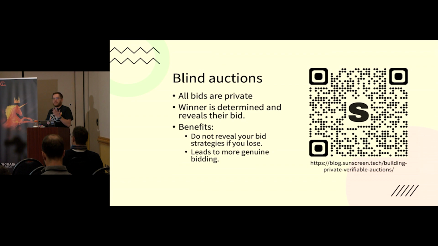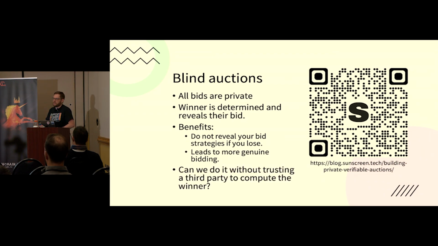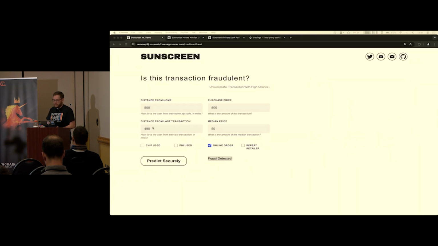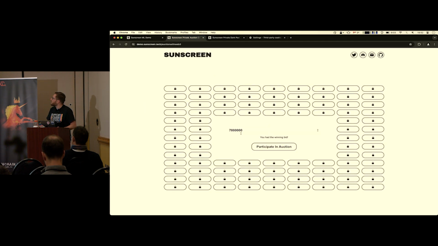Instead of saying, like, I want to beat out this other person, or I see their trading strategy, no one knows anyone else's strategy here. So can we do this without trusting a third party to compute the winner? The answer is yes, as one could imagine. So here is an example of what a blind auction would look like.